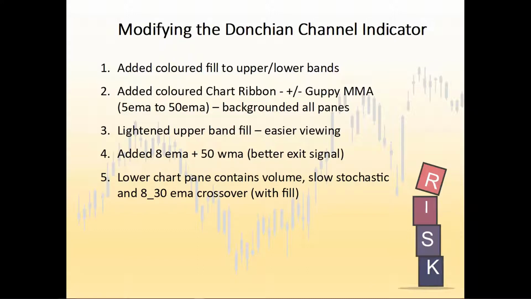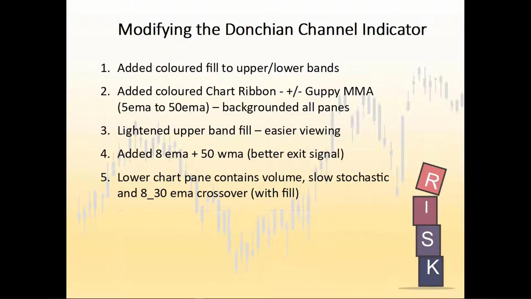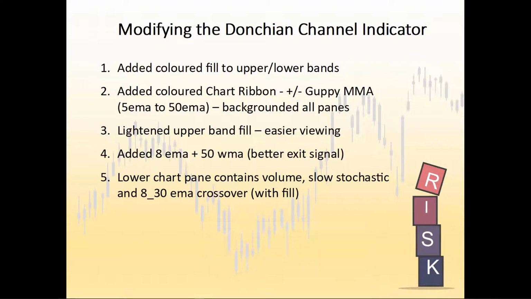So I've modified the Donchian Channel because I've added some fill, upper and lower bands, added a Guppy multiple moving average, and I've also lightened the upper band for easier viewing. Plus I've added an 850 EMA, and the lower chart pane, which I like, shows volume and a slow stochastic. So if we go to the next slide.